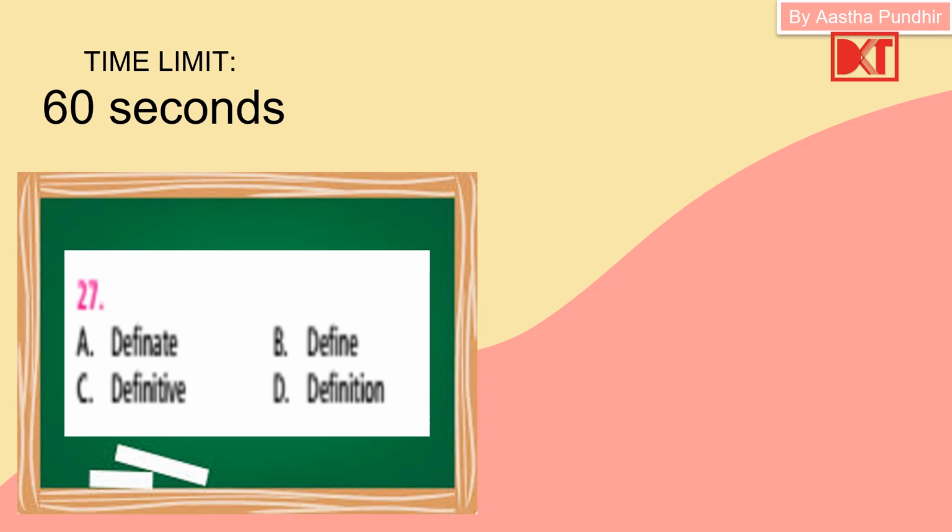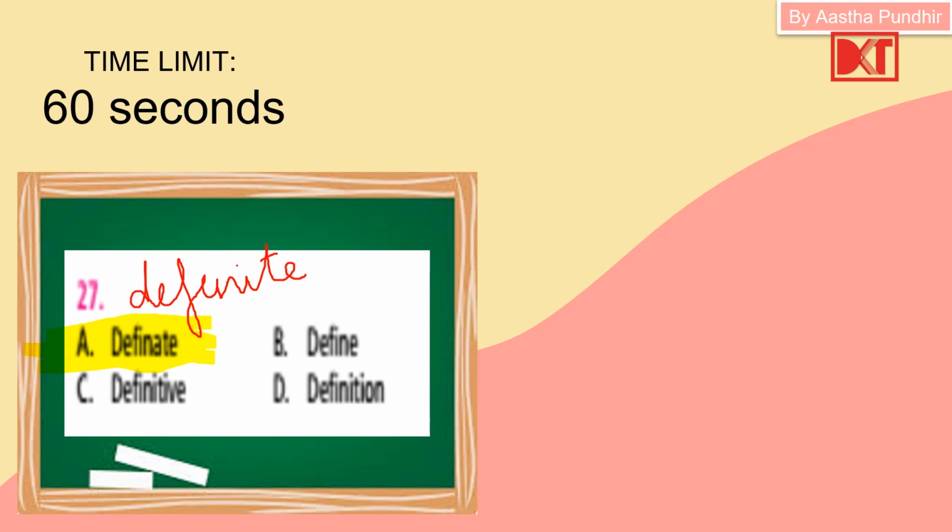Alright, now here the correct answer and the incorrect spelling is that of A. Definite. Here the correct spelling is D-E-F-I-N-I-T-E.